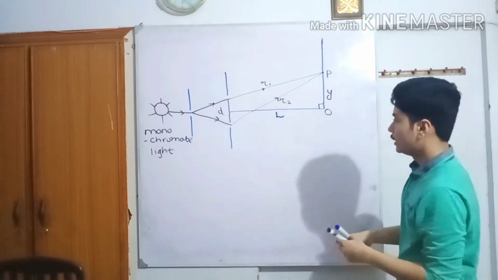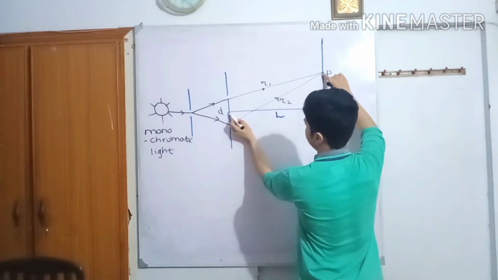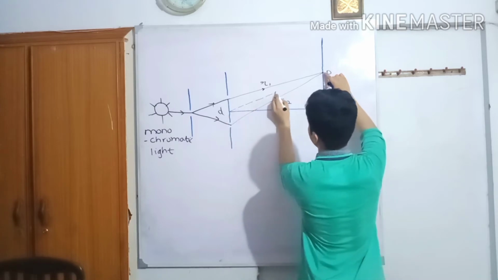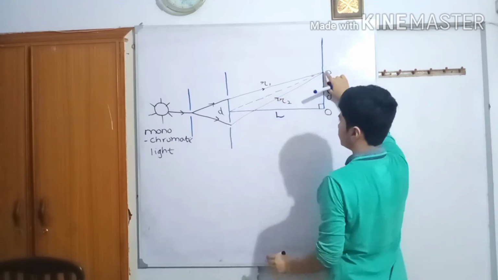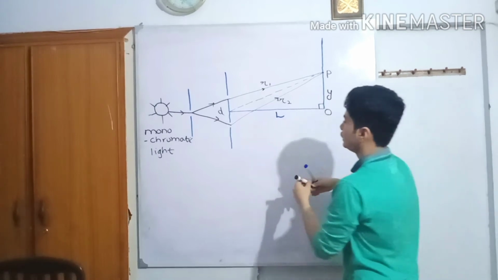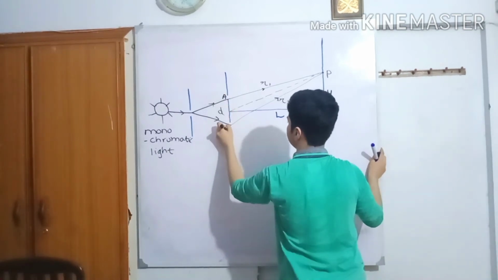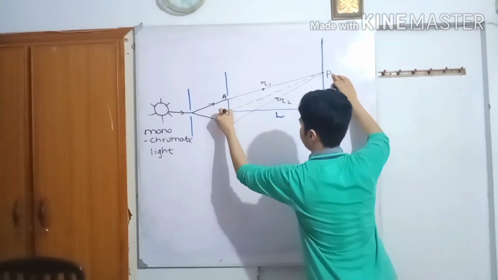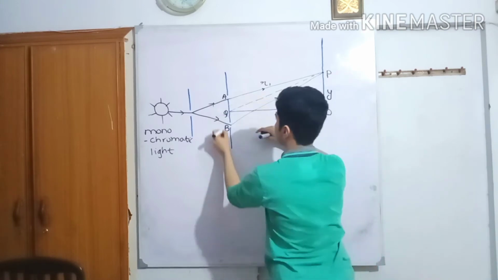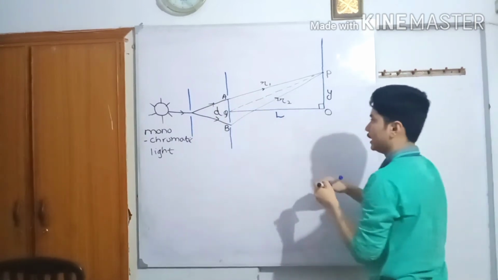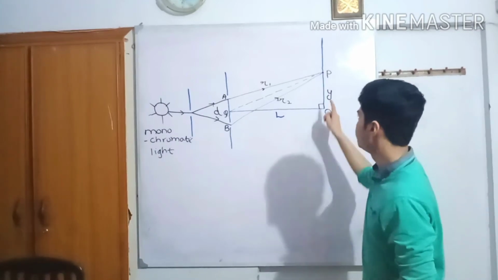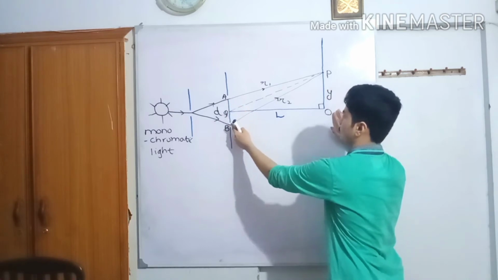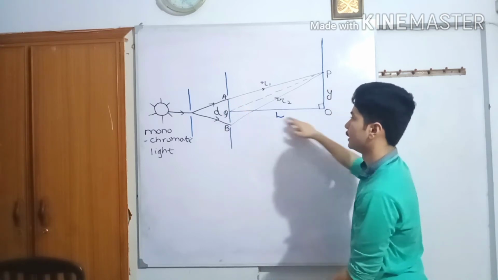Now let's make dotted lines here, connecting to P. Now let's name the points. For example, this is point A, this is point B, this is point P, and this is point Q, and the distance between the two slits is D. I hope you will understand what I'm going to say. The distance between the slits and the screen is L, but these distances are almost equal to Q and O, so I'm going to name it like this.